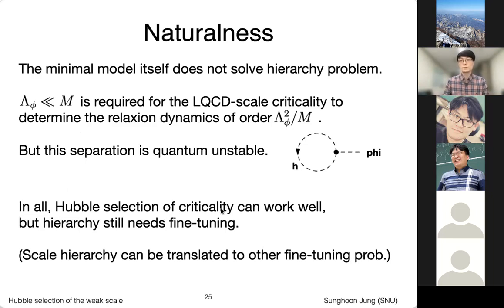So again, Hubble selection of criticality can work well. We can explain why the weak scale is close to some critical point, in our case the QCD critical point. That explains the 246 GeV, but that explanation requires some little hierarchy between two dimensionful parameters in the theory. A scale hierarchy, the usual weak and Planck scale hierarchy, or the lambda phi and M scale hierarchy, can be translated to other fine-tuning problems in our setup, other dimensionless parameter fine-tuning problems. So that could open up a new avenue for the scale hierarchy problem.